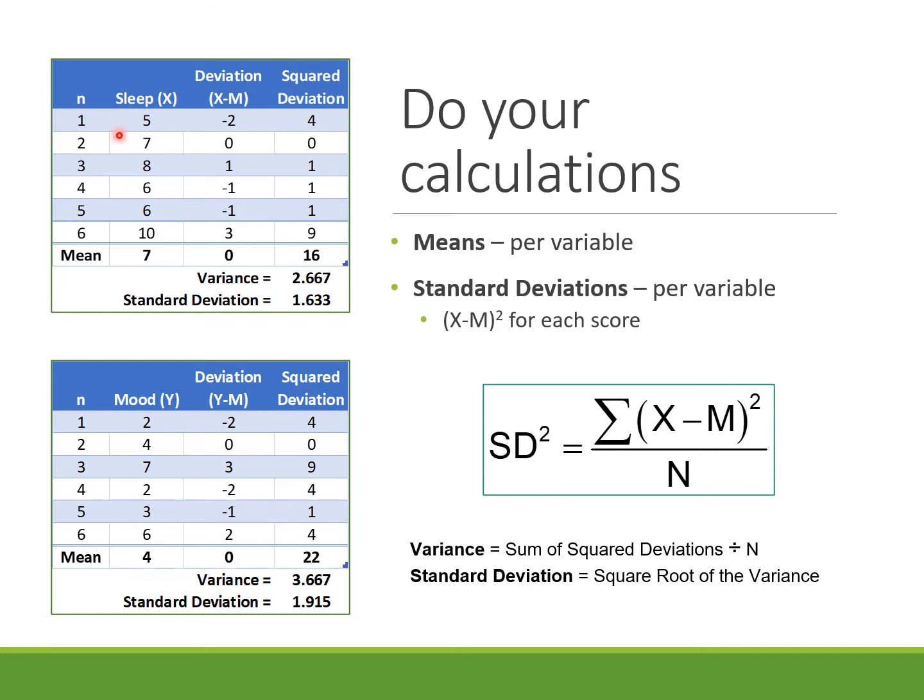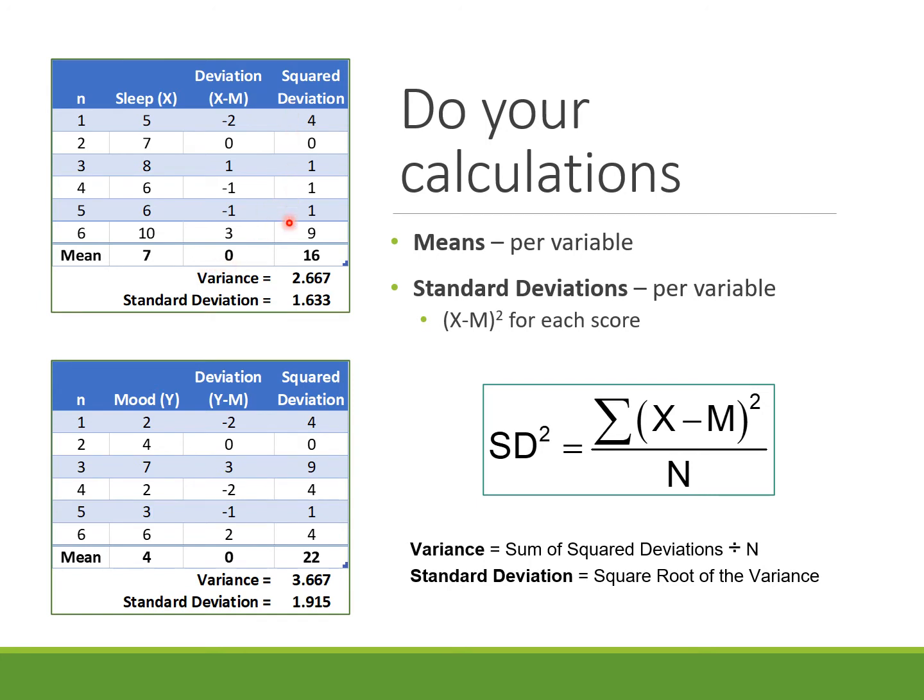Okay, but now we're going to calculate some things. We're going to get the deviation, which is just the score minus the mean. So it would be 5 minus the mean, which is 7 here for sleep. And so we have 5 minus 7, 7 minus 7, etc., all the way down. We've calculated our means. We've calculated our deviations. Notice that the sum for the deviations is 0 because they are all equally apart from the mean.